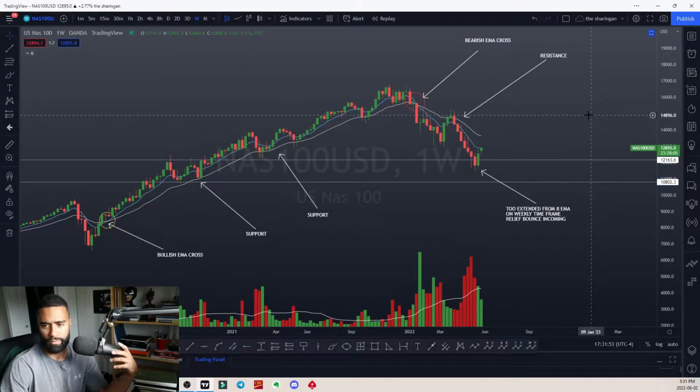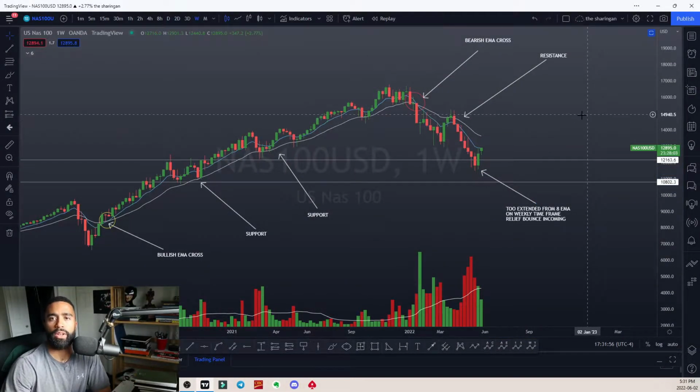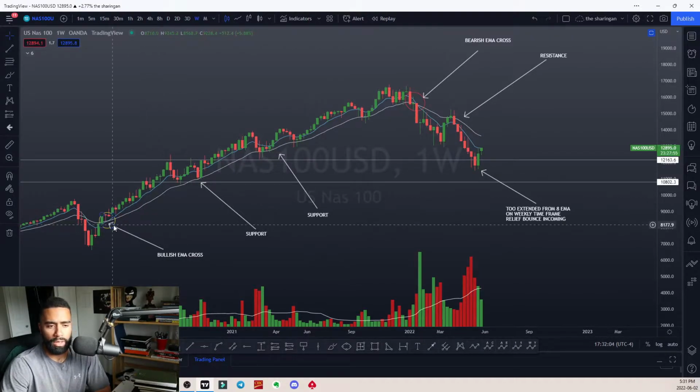My friends, what's going on? So we're going to look over the Nasdaq and the S&P in this video. In the last video I posted, about a week ago, I was explaining the significance of the 8 EMA and the 20 EMA and what happens when they cross. Over here we have a bullish cross, when the 8 EMA crosses above the 20 EMA. This is showing demand in the stock and that the trend could be reversing.